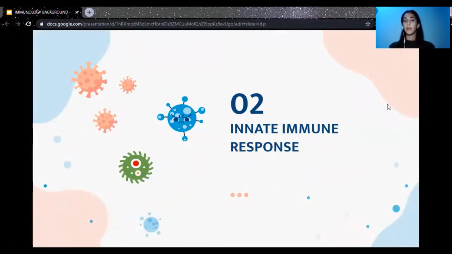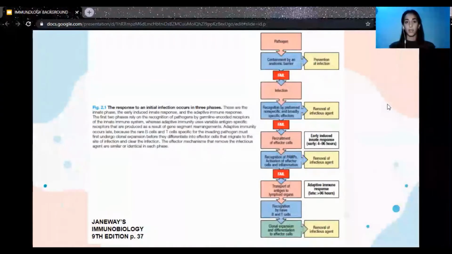Okay, regarding the innate immune response, the immune response is going to occur when the pathogen can overcome the first barrier of the immune system, the anatomical barriers, which we described in the last slide. We can see in the next slide the steps a pathogen has to overcome in order to provoke an actual disease, or the steps that the body is going to trigger to counter the action of the pathogen.